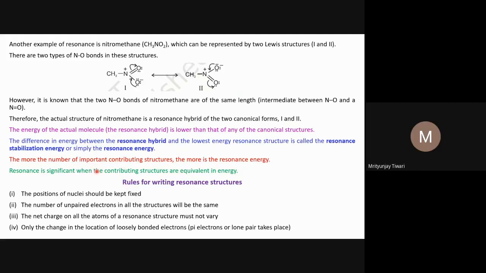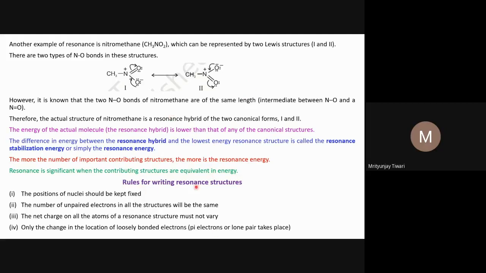So resonance is significant when contributing structures are equivalent in energy. That means both structures have the same energy, so both have equal possibility to exist. And if both have equal possibility to exist, it means resonance is more in the molecule. These different structures are actually resonating with each other, and because of that resonance we assume the real structure, which is the hybrid of all the resonance structures.